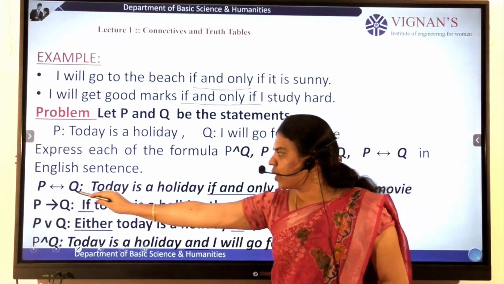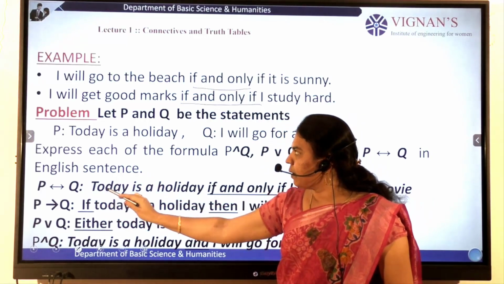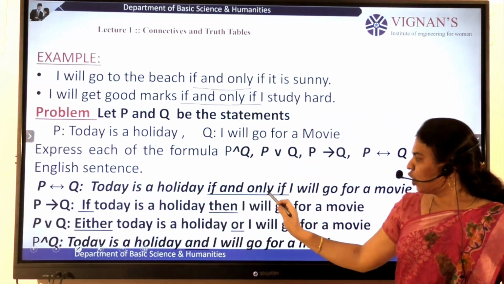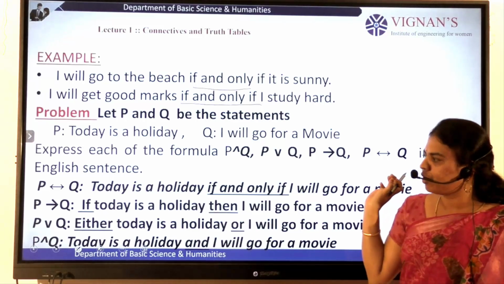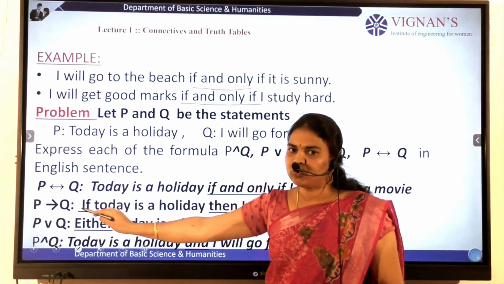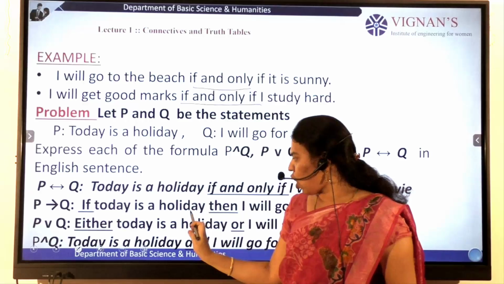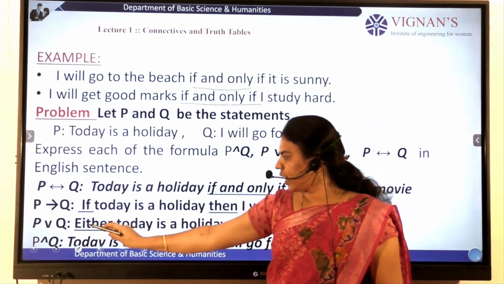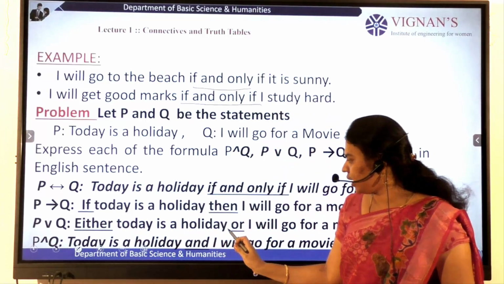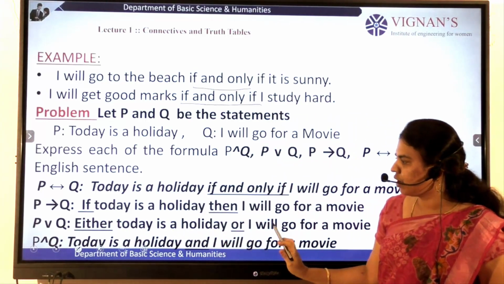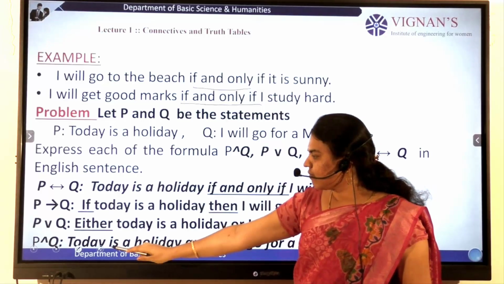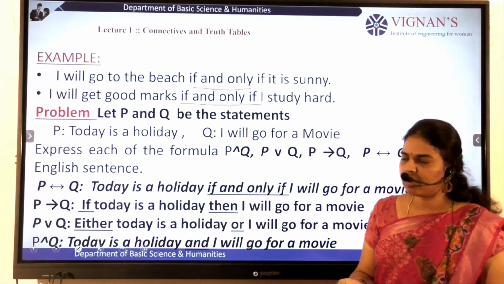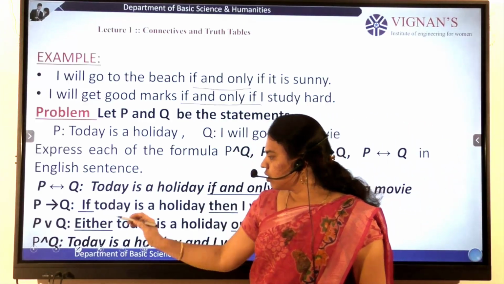For that, P if and only if Q can be written for these two statements as: today is a holiday if and only if I will go for a movie. P implies Q can be written as: if today is a holiday, then I will go for a movie. P or Q can be written as: either today is a holiday or I will go for a movie. P and Q can be written as: today is a holiday and I will go for a movie. This is the solution for the given problem.